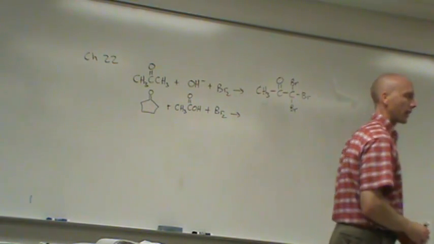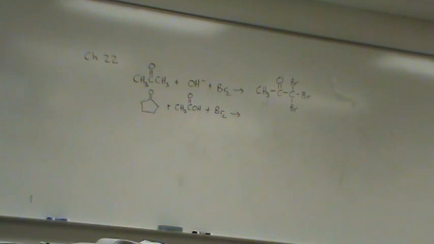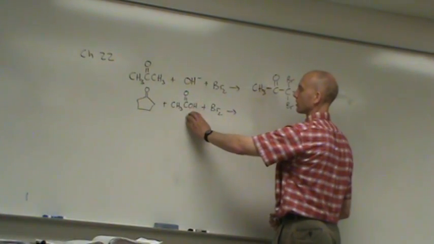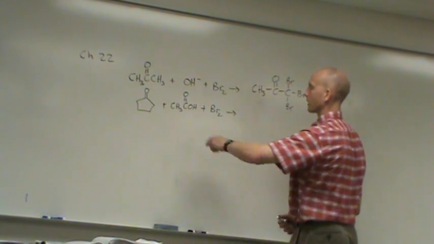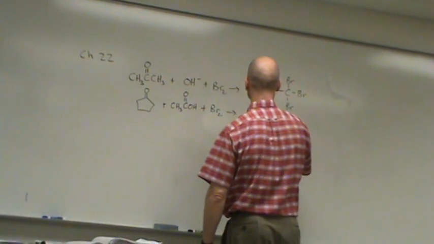Make a note of that. In the first example we did, we only had two alpha hydrogens. Here we have three, so take all three of them. Don't stop. The bottom one is acid catalyzed. So what's going to be the difference here? We're going to stop at the first. Just going to stop at the first.